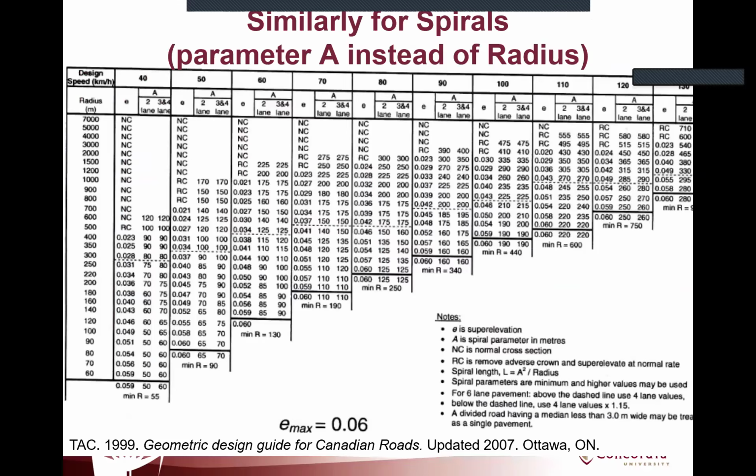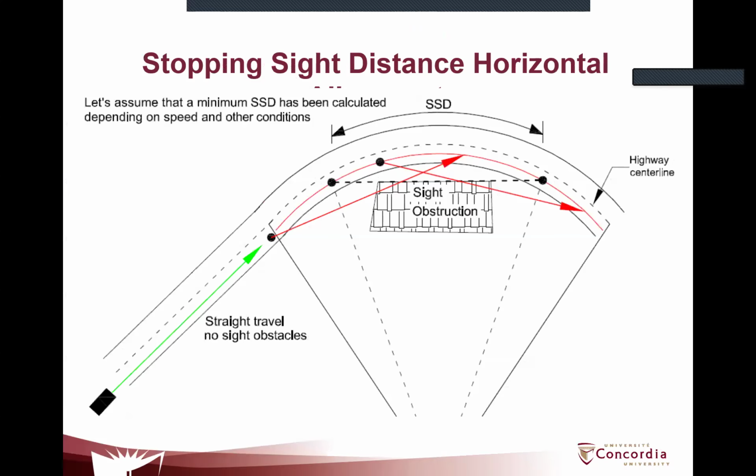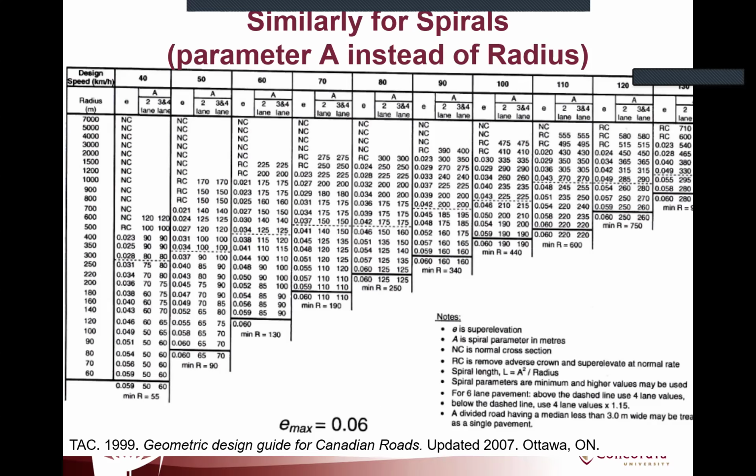For spirals, there's a similar table where you will choose the design speed. Then you will choose the configuration, whether it is 2-lane or multi-lane. And then you will look at what radius will match the spiral parameter, which is calculated with the equation we learned before, the length of the curve divided by the radius, square root. And that will tell you the minimum radius that you should look at. You should try to avoid these ones, though.